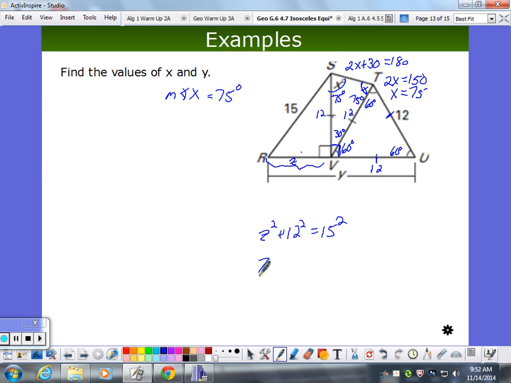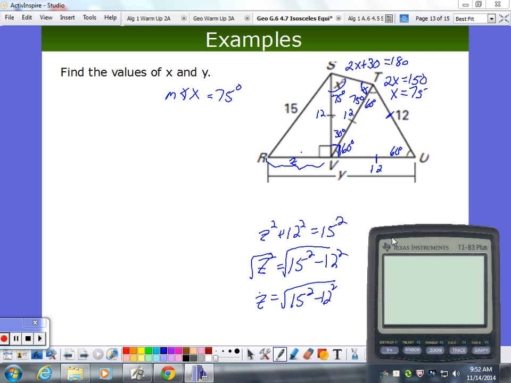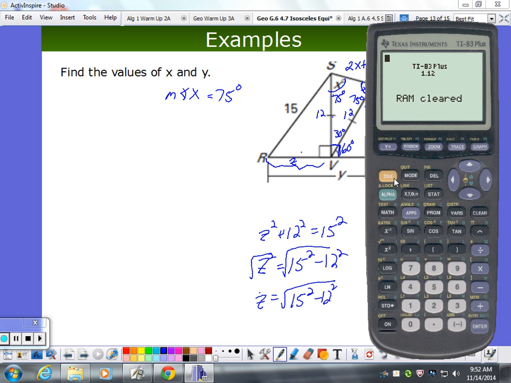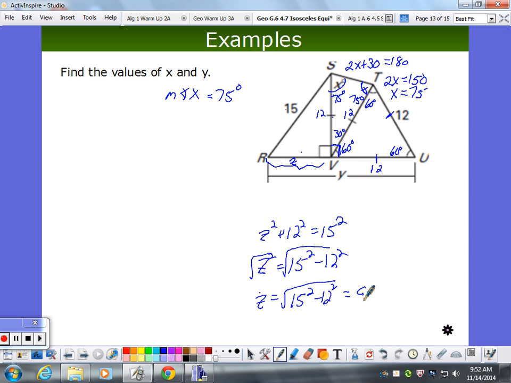And I find sometimes these are easier if you just solve for z before I even do anything. I'm going to solve this for z. I'm going to take the square root of both sides, and put this in the calculator. See if that helps. Just to make it a little bit easier, for me that's easier seeing it in one step. Maybe it isn't for you. So 15 squared minus 12 squared, boom, 9. So that's 9. So if I want the measure of y, I have to use segment addition to say it's 12 plus 9. 21? Yes, sir?